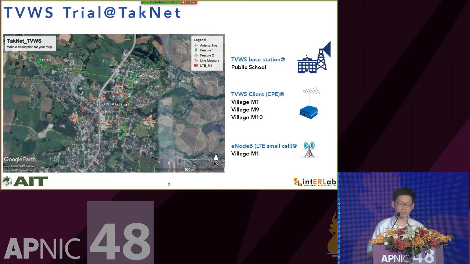For the trials, as I mentioned, the use case we want to demonstrate for white space is providing broadband internet in Darknet, as I mentioned before. Those are the locations we planned to deploy. The first one is the public school, which has a fiber optic internet connection, and we want to deploy the base station there. Here is the village called M9, about 1 kilometer away from the base station. The second location is M1, about 700 meters away. And another one, far on the right, is about 2 or 3 kilometers away. We also have LTE small cells to provide access to the users in this location.